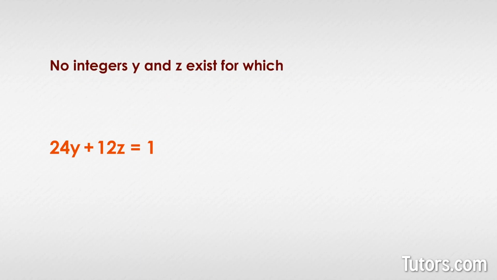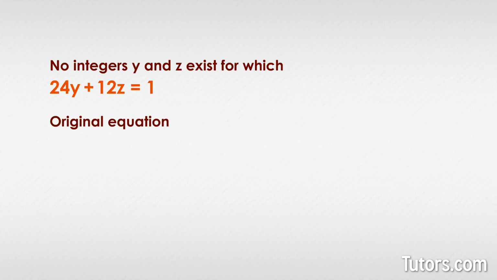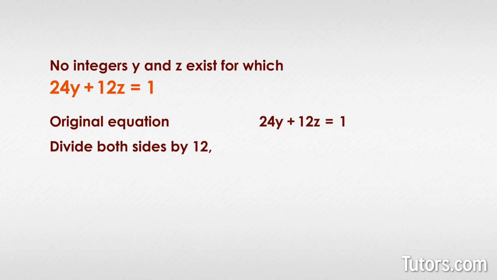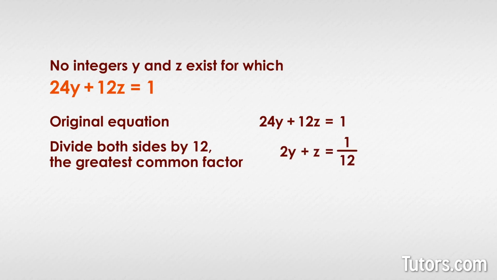No integers y and z exist for which 24y plus 12z equals 1. To prove this false, we take the position that we can find integers y and z to make the equation work out. Start with the original equation. 24y plus 12z equals 1. Divide both sides by 12, the greatest common factor. 2y plus z equals 1 divided by 12.